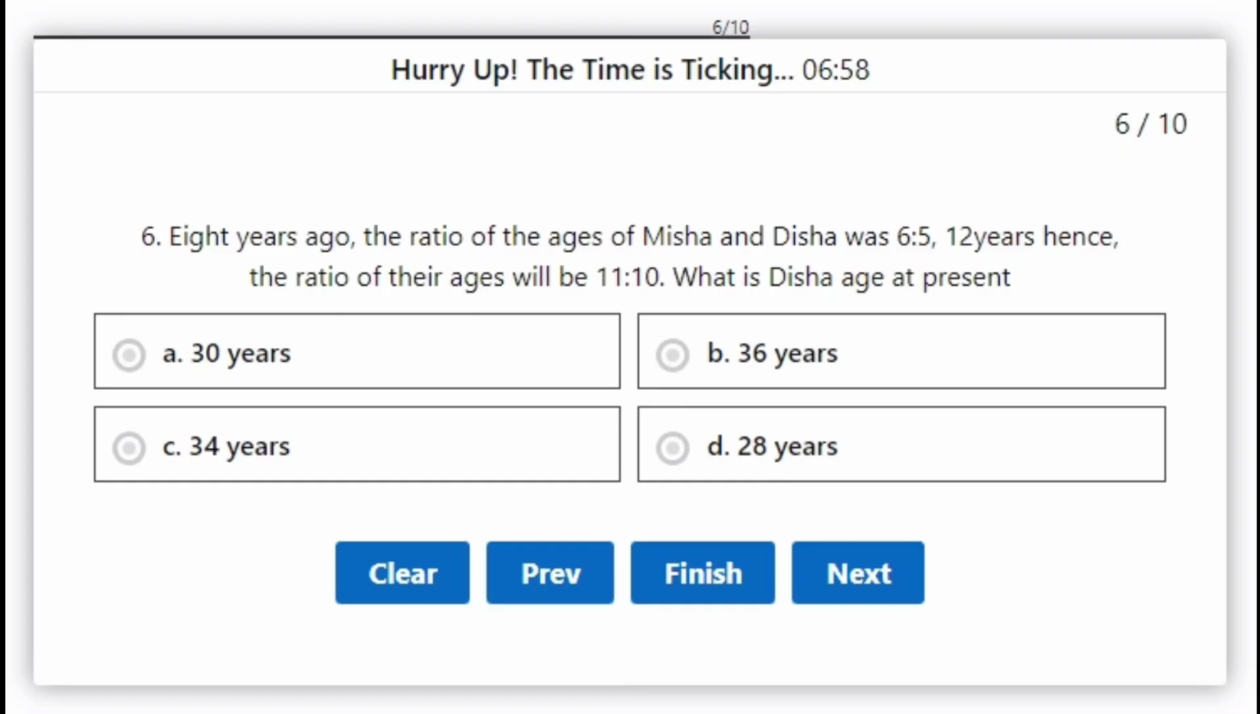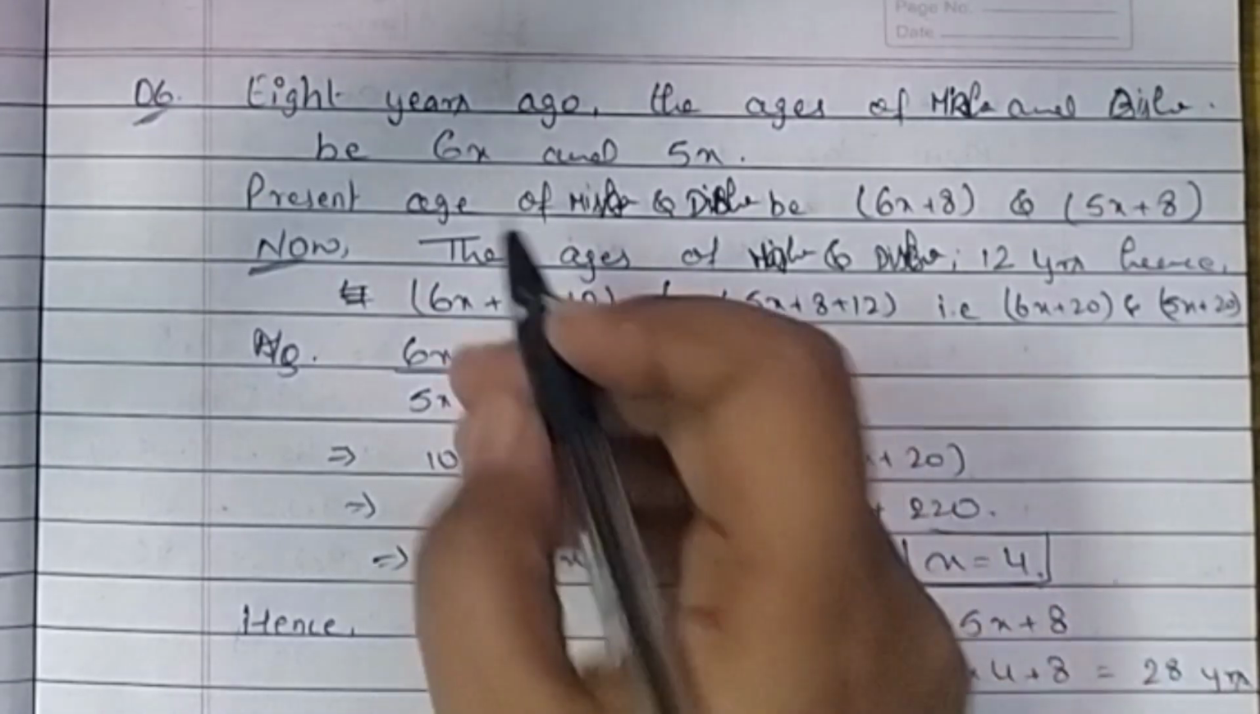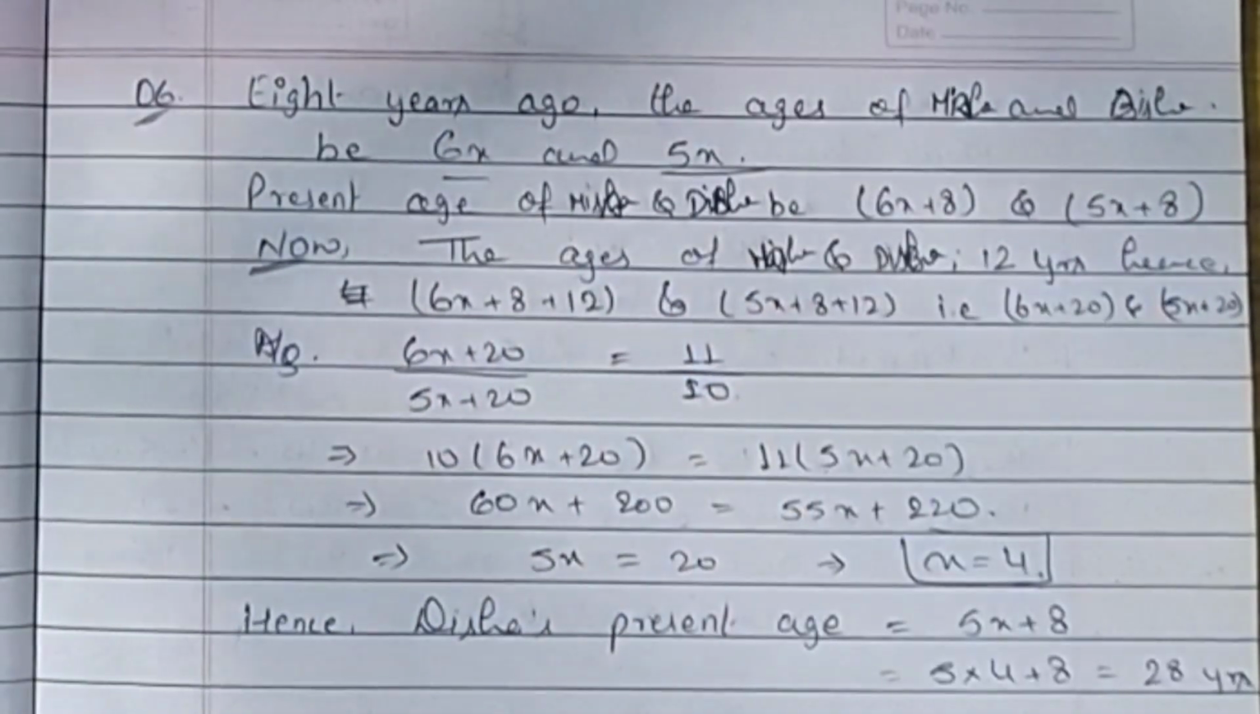Now our sixth question is: 8 years ago, the ratio of the ages of Misha and Disha was 6:5. 12 years hence, the ratio of their ages will be 11:10. Then what is Disha's age at present? According to the ratio given in the question, we have assumed that 8 years ago the ages of Misha and Disha were 6x and 5x.